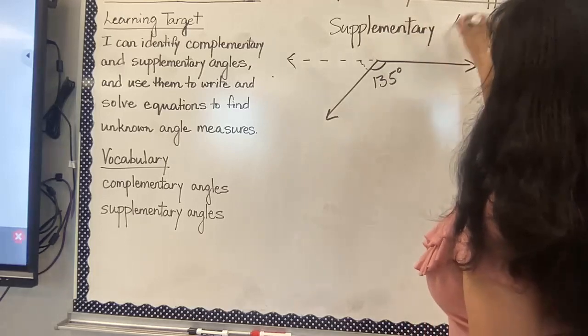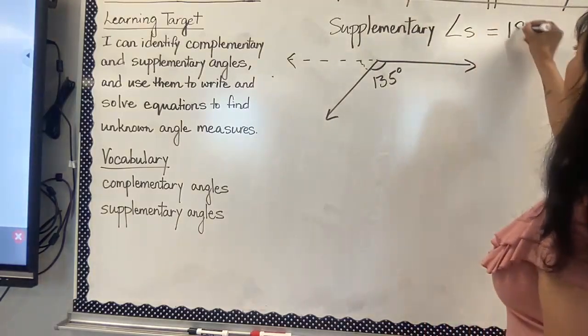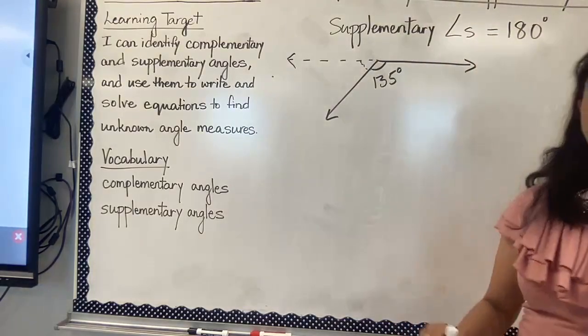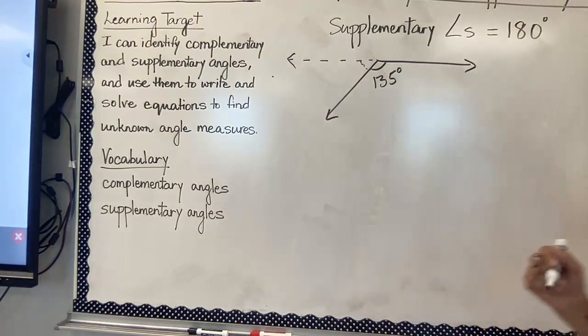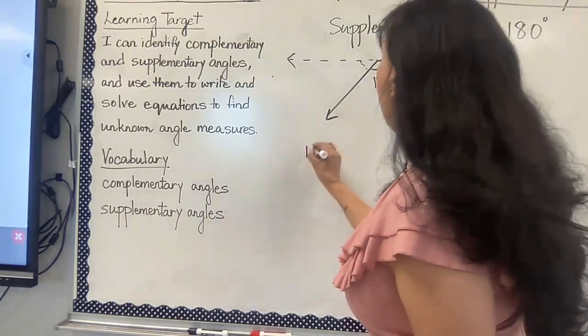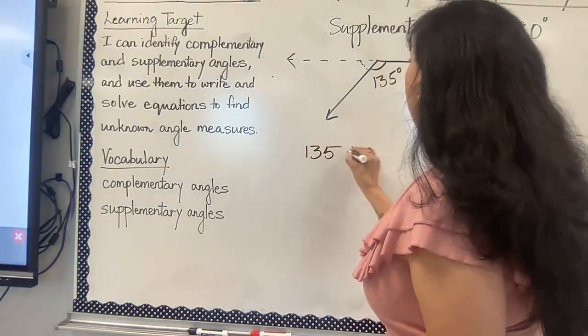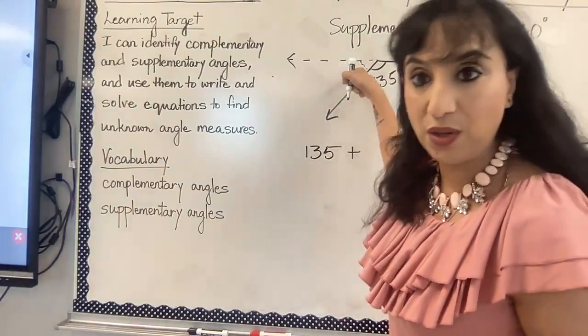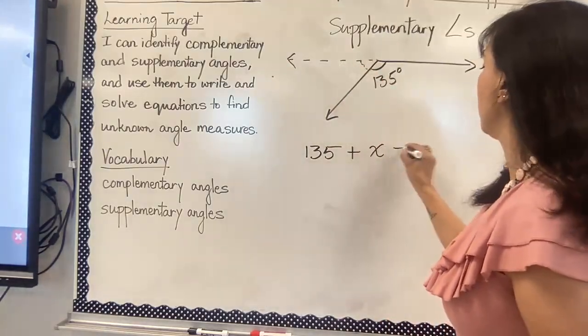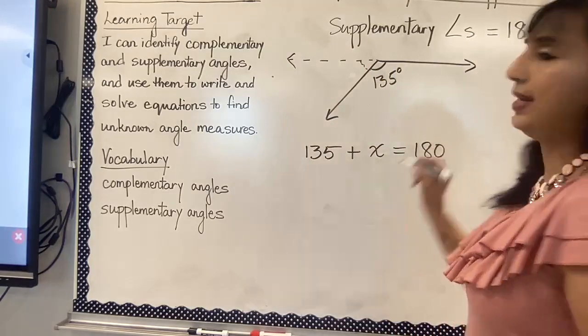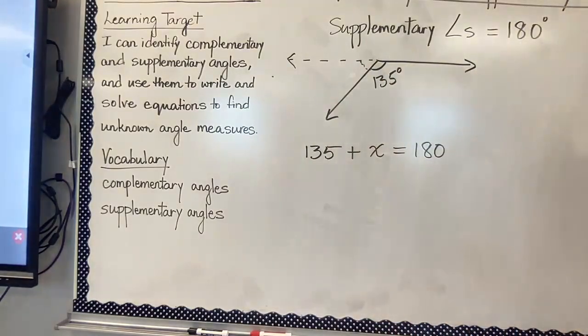Supplementary angles equal 180 degrees. Okay, so all I do now, once again, is write out an equation, and that is 135 plus this missing value, which is going to be x, should equal 180 degrees. Okay, and then I'm going to solve the equation.